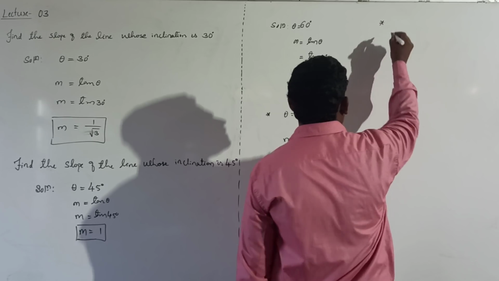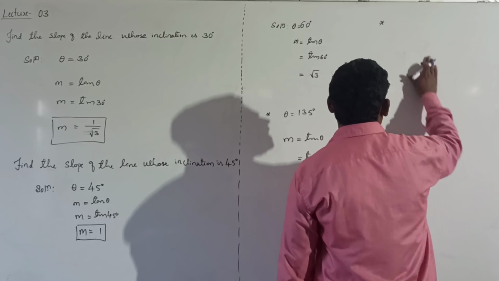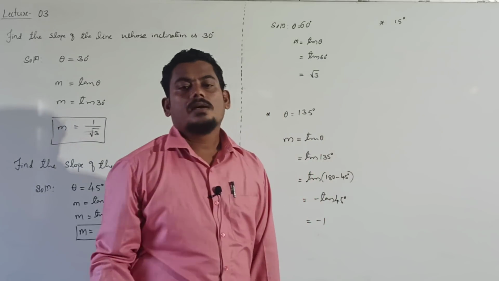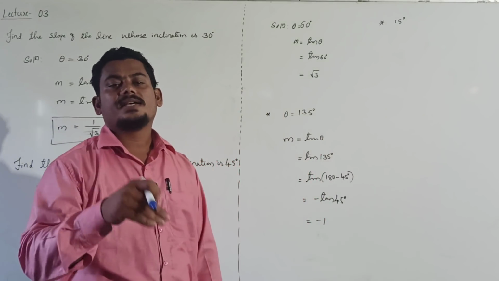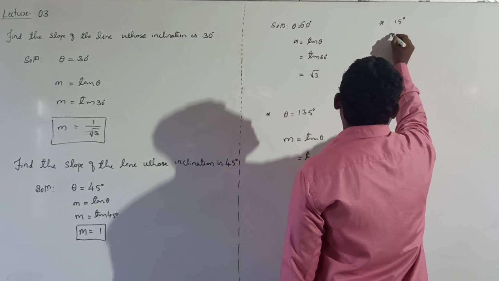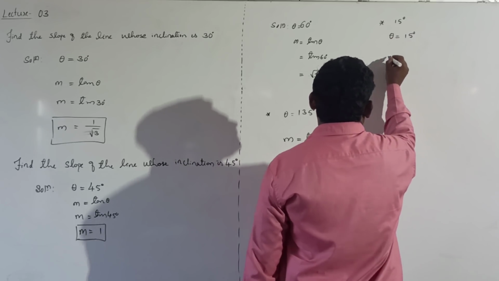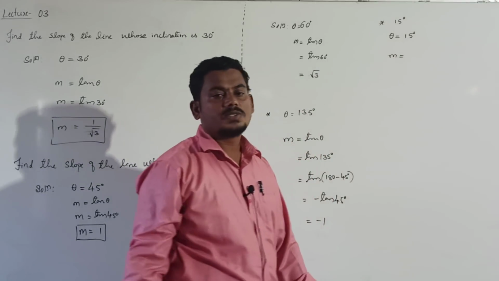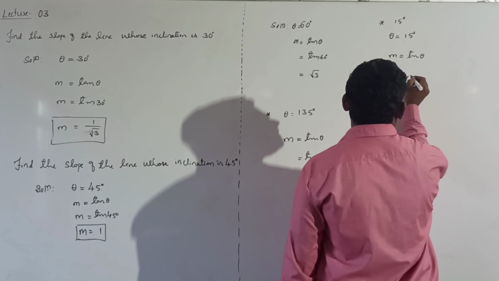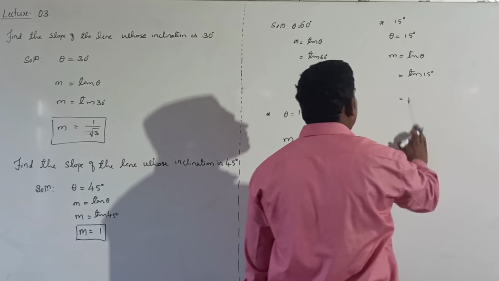Next problem, find the slope of the line whose inclination is 15 degree. Means inclination of the line is 15 degree, then what is the slope of the line? This is nothing but theta value, theta is 15 degrees. Then slope formula tan theta, that's equal to tan 15 degree, that's equal to, already you know tan 15.